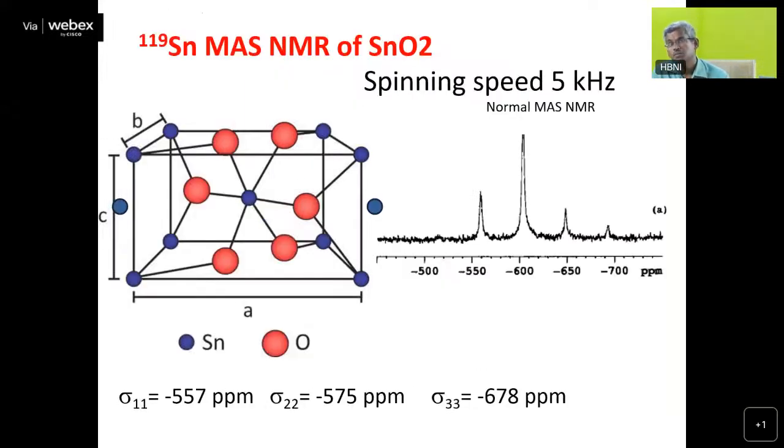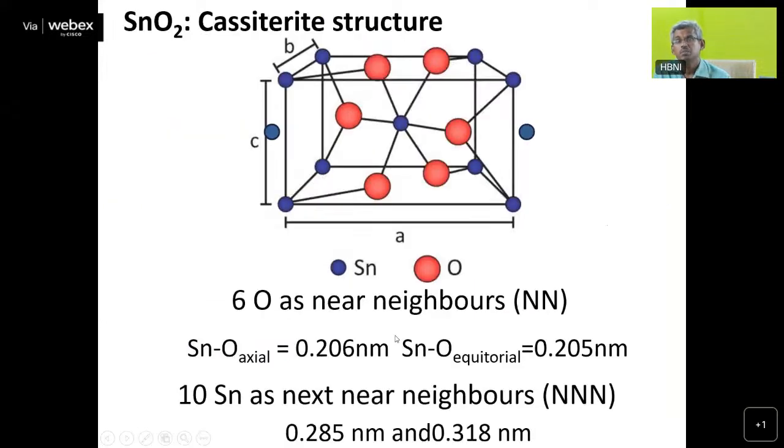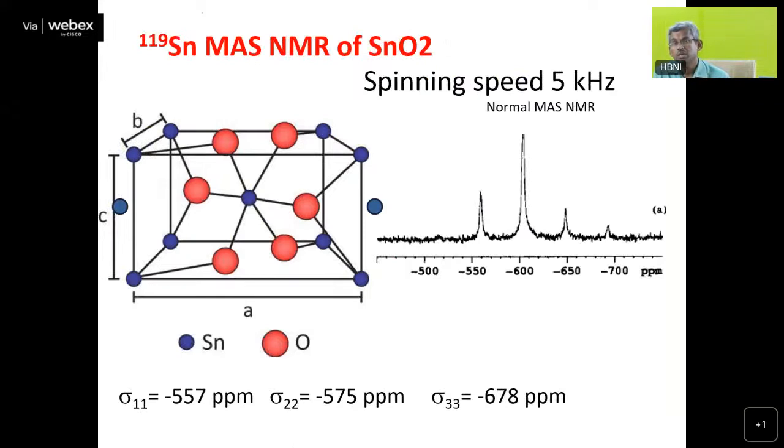I will just give you some more information regarding SnO2. SnO2 is having an octahedral configuration and the chemical shift anisotropy is quite high. Why is the chemical shift anisotropy quite high? Because it's a distorted octahedra. Had it been a cubic system and a perfect octahedron, then we would have got a very small asymmetry, but it is slightly distorted. So that is why we get a spectrum like this one.